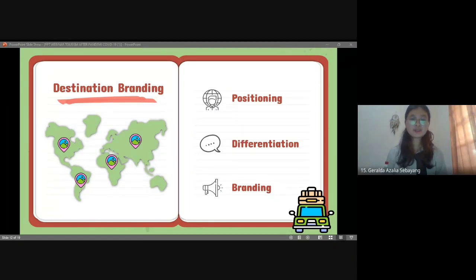And what needs to be done next is branding. Branding talks about how tourist destinations can manage their image and reputation by fulfilling promises or trust to tourists. Destination branding is used to introduce the product of a tourist destination and communicate the uniqueness of the destination visually, and also makes it easier for destinations to sell their products to the tourism market.